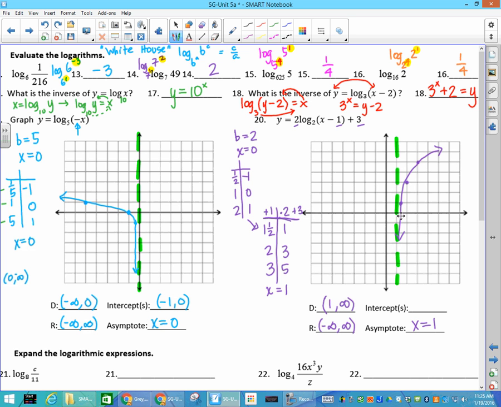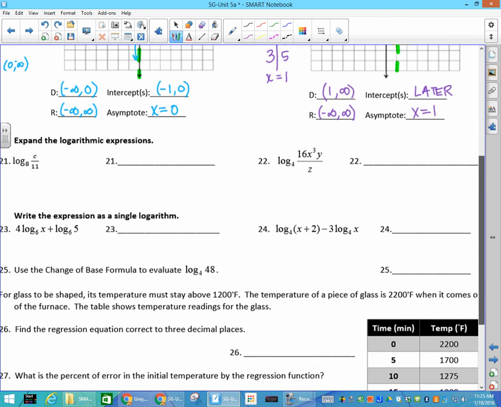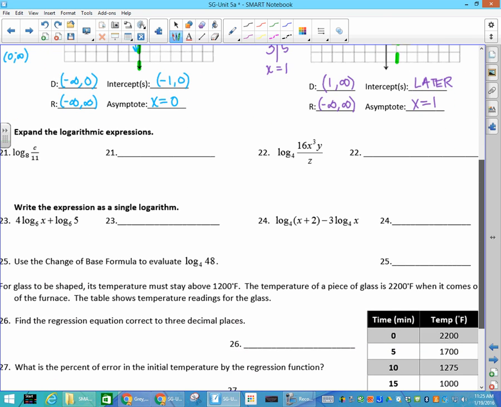And my intercept is right here, and we're not going to talk about that right now. Just know that I can't just plug in 0 and find it, because this is the x-intercept, which means I plug in 0 there. We don't know how to solve that yet, so just write the word later. And let's go into expanding logarithmic expressions. Okay, this is what you need to know for these two types of problems, and I'll go back at the end and do that.